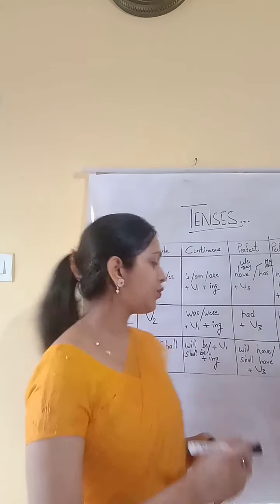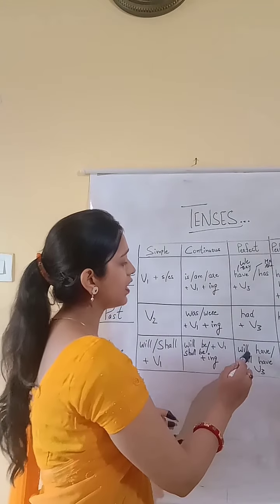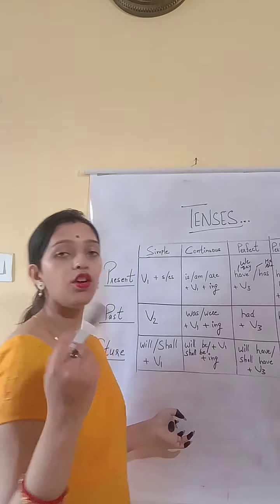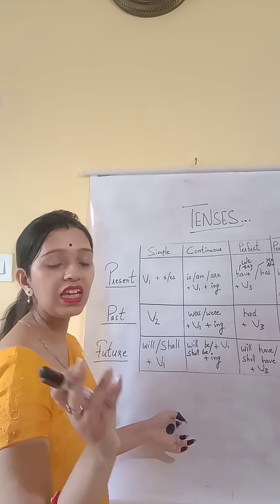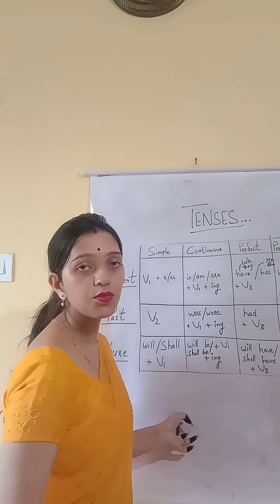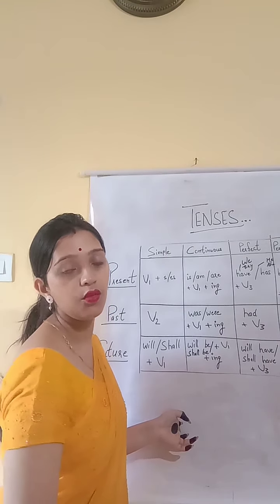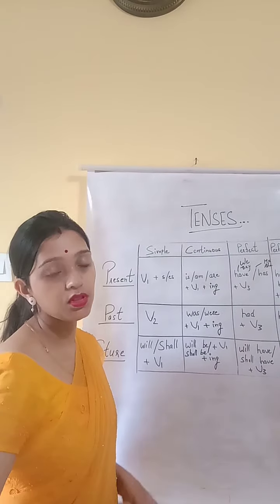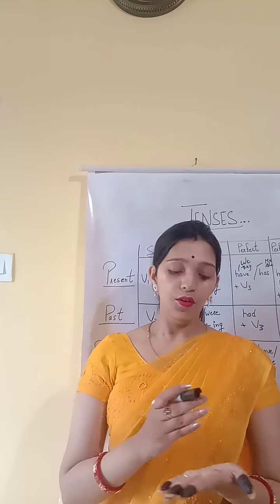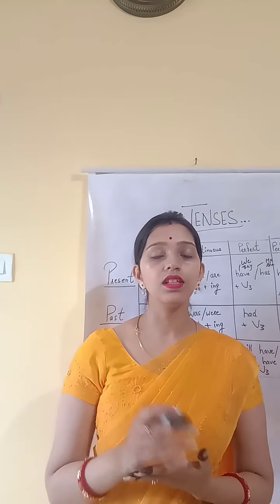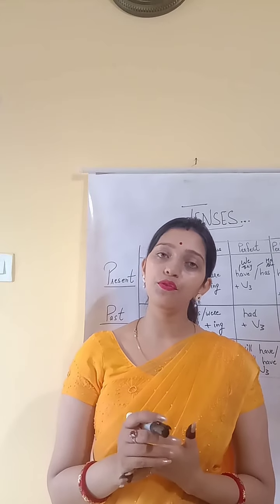Okay, so what do we use in future perfect? Will have or shall have. Will, I have already told you, it is used with he, she, it, they or any name, and shall is used with I or we. Now verb's third form is used. Third form means go, went, gone. So gone will be used here, since gone is the third form of verb.